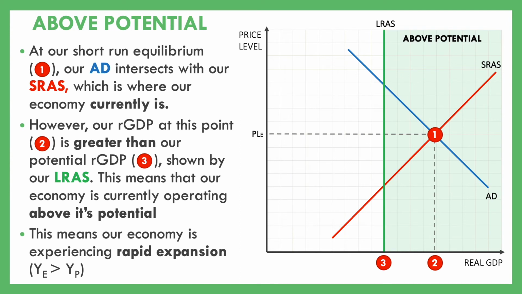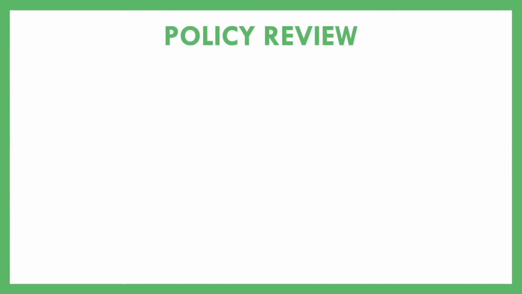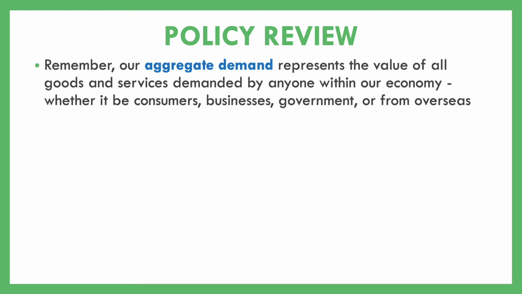is our potential. So getting back to the connection of, well, what about these situations where we're not at our equilibrium? We need to make sure we remember the relationship between our real GDP and our aggregate demand. So if you remember, our aggregate demand represents the value of all goods and services demanded by anyone in our economy. And it doesn't really matter who's demanding those.